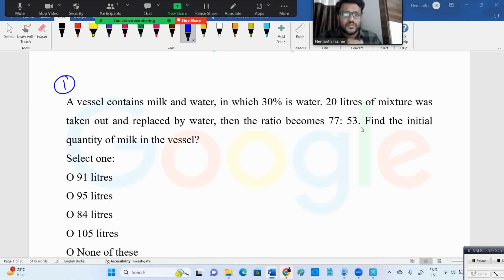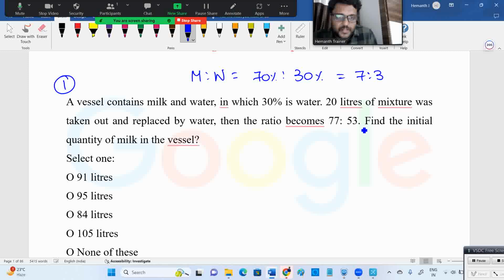So the mixture is 30% water. Among that, 20 liters of mixture was taken out and replaced by water, then the ratio is 77 to 53. So guys, see this. Initially milk and water is 7 is to 3, because 30% water indicates milk is 70%, so 7 is to 3 is the milk and water ratio. When 20 liters are removed, see 7 plus 3 is 10. They remove 20, which means you need to double. In the sense, 14 liters of milk and 6 liters of water are out.